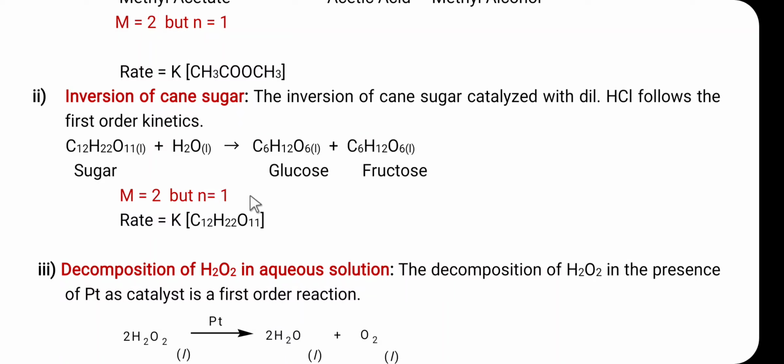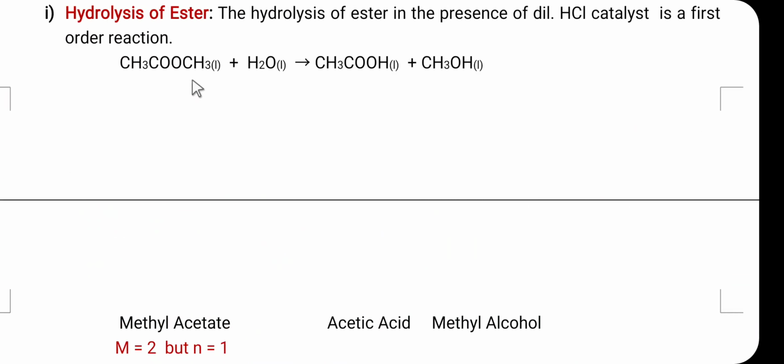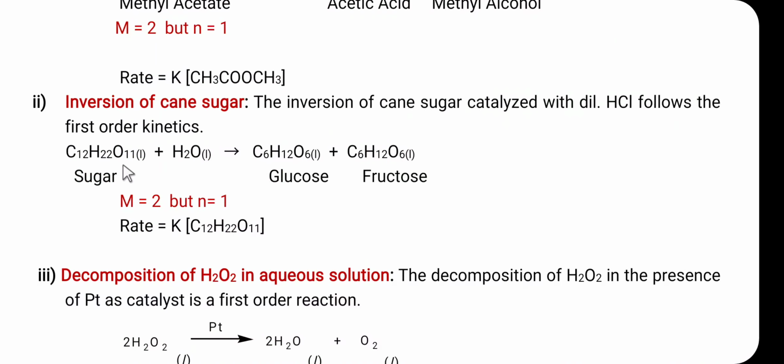So, what are the various reasons? Let us consider them one by one. The first reason is that one of the reactants is in far excess. When we consider the first example, the hydrolysis of ester, water is a reactant in far excess. As well as here also, sugar plus water, and the water is in far excess.